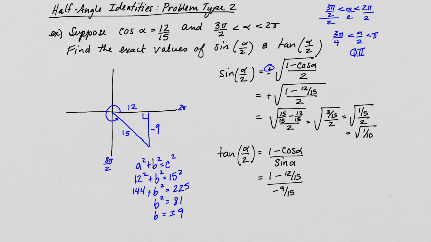So probably the easiest way to deal with this would be to multiply the whole entire expression by 15 over 15. So I haven't changed anything. So this is going to be 15 minus 12 all over negative 9. 15 minus 12 is 3. So 3 divided by negative 9, or negative 1/3. So you just have to be a little methodical about them. So we'll do another example.